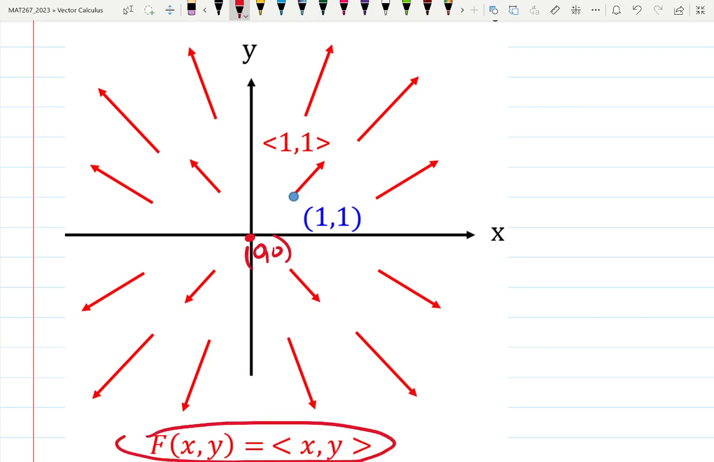Yes? It sounded like from your description that the tail of the vector is where the point is, but it seems like from these pictures, the point is kind of the origin of the vector. Very good question. I'll show you this right now. Also, they're not the same, as you can see.